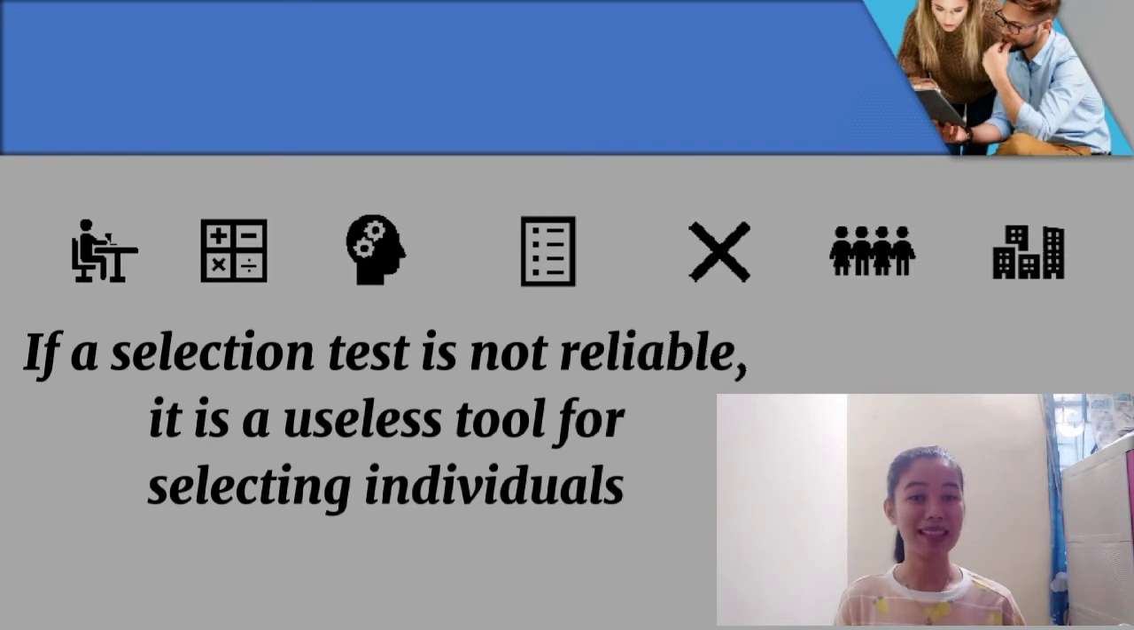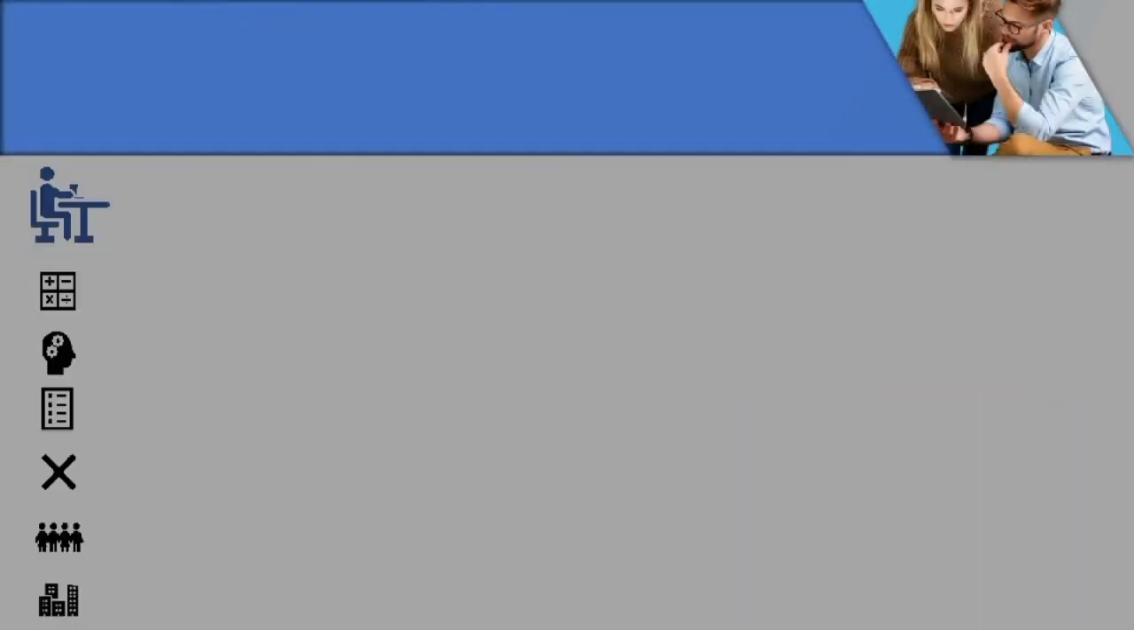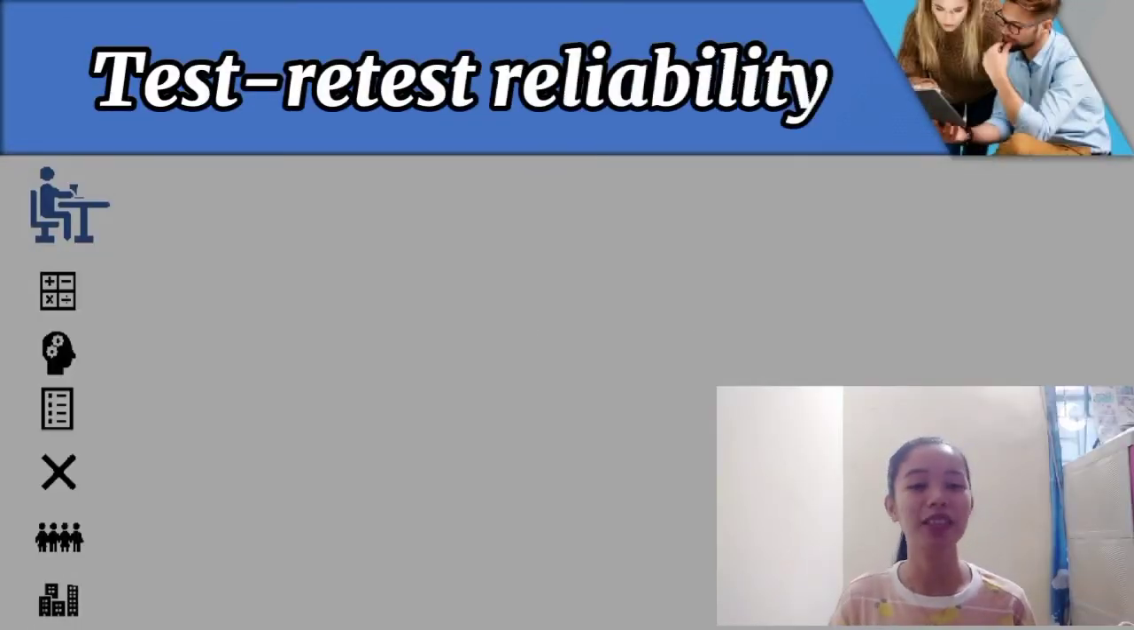Now that we're through discussing what reliability is, let us now proceed to the methods of determining reliability. And the first one is the test-retest reliability.